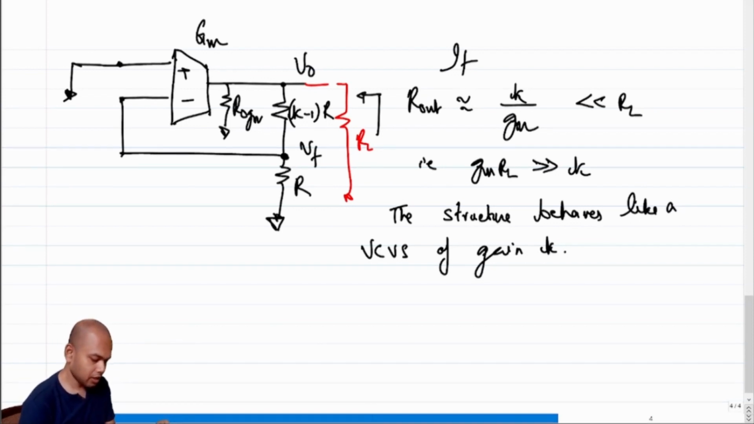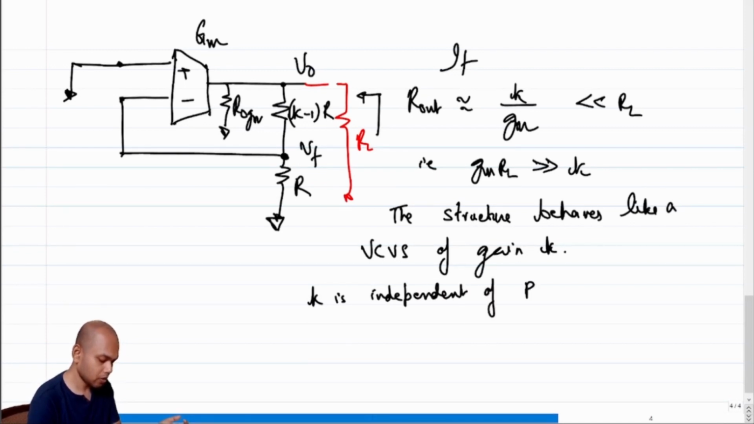Okay. So this is a very good thing, because what is K? K is a ratio of resistances, and note that K is independent of process voltage temperature variations.